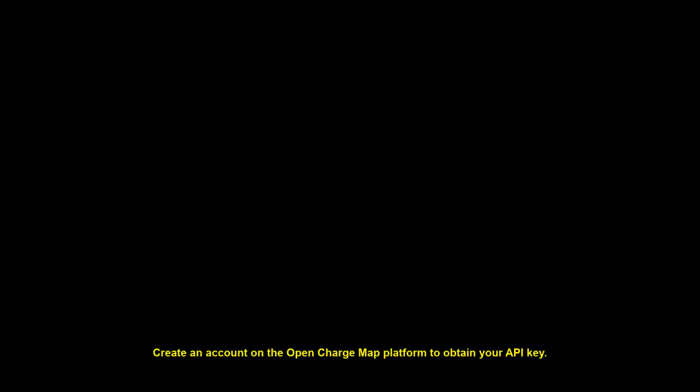Create an account on the Open Charge Map platform to obtain your API key. Once you have your API key, review the documentation to understand the endpoints available for use. Choose the specific features you want to implement, such as filtering by location or charging station type.